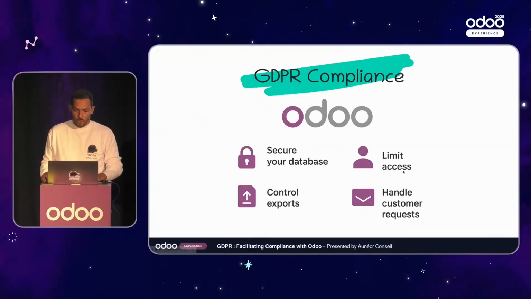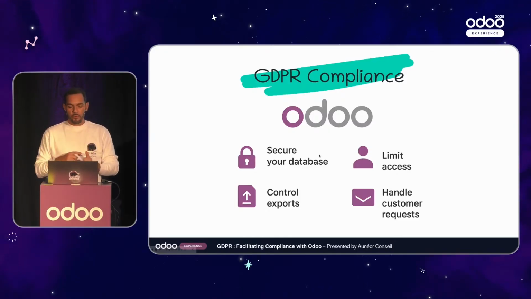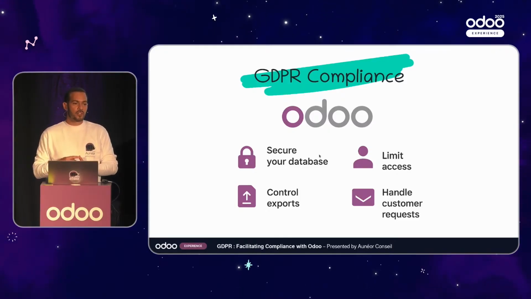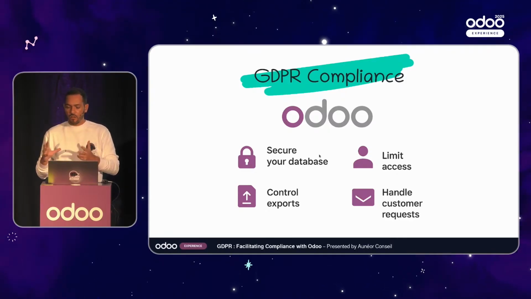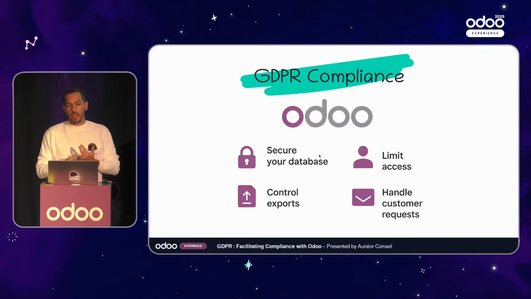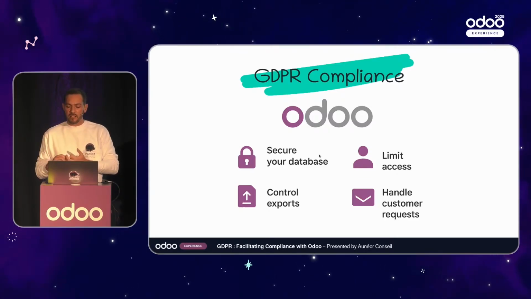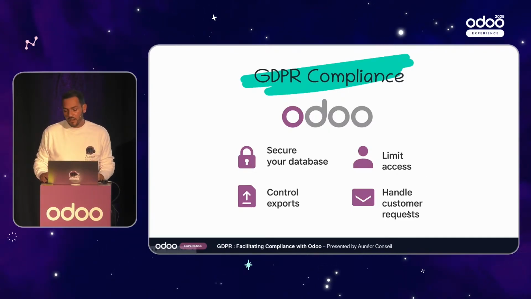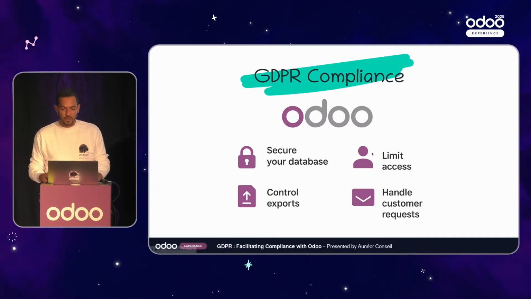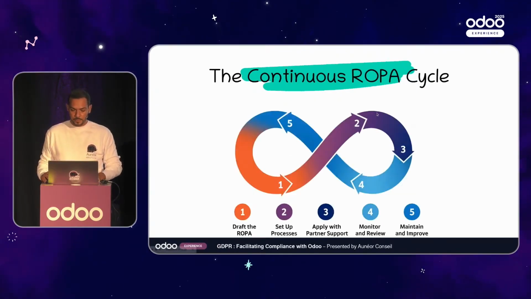So, with Odoo, in a short time, I put a real security policy in place for accessing the data. I limit the access to the information. I can control who is accessing the data or not, and I can also very easily handle the customer requests with the standard module. Once more, it's really easy to put in place.